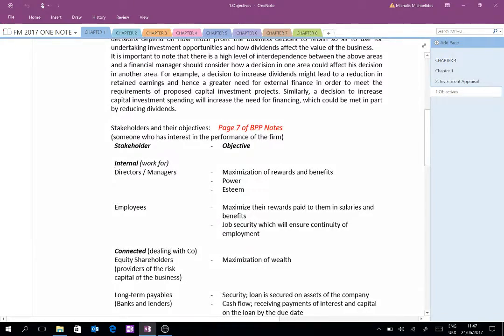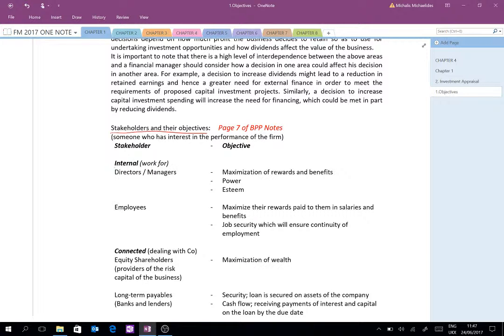Okay, so we have different stakeholders. Now, when we say stakeholders, these are either individuals or organizations that care about the well-being of our business. And the reason why they care about the well-being of our business is actually because they care about themselves. So in other words, the existence of our business benefits them as well. So which are the stakeholders? Actually, we have three different categories of stakeholders: the internal stakeholders, the connected stakeholders, and the external stakeholders.